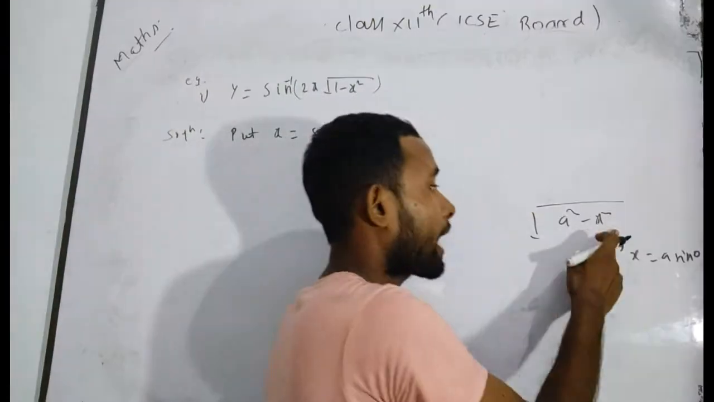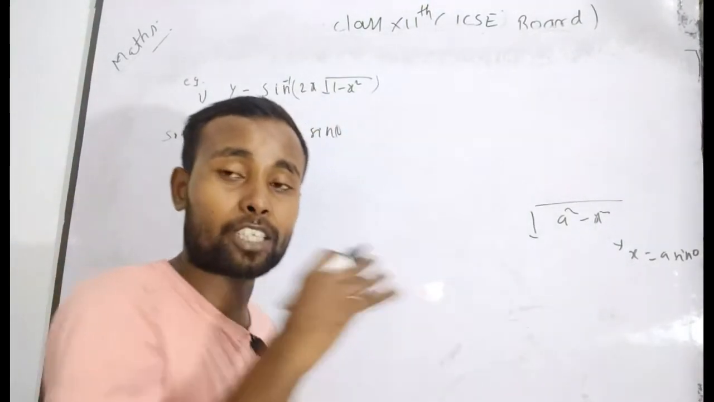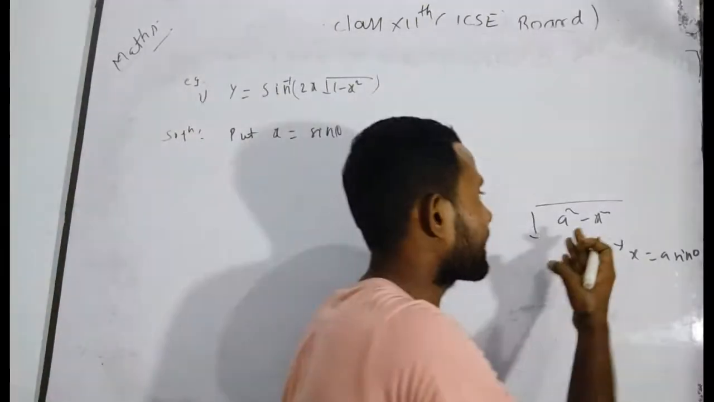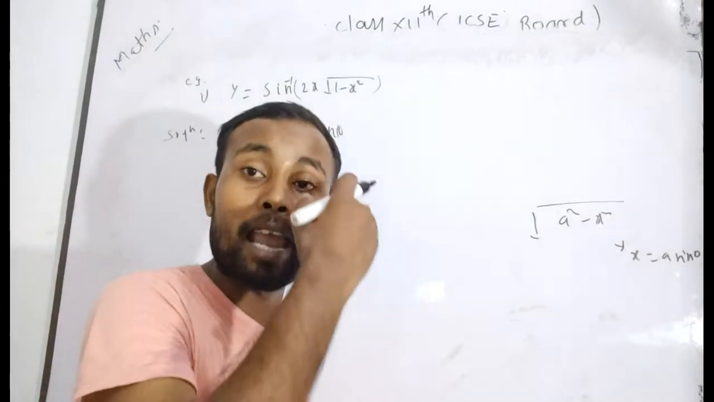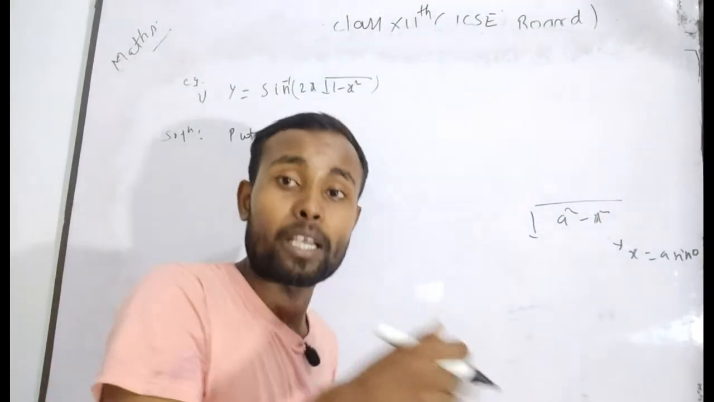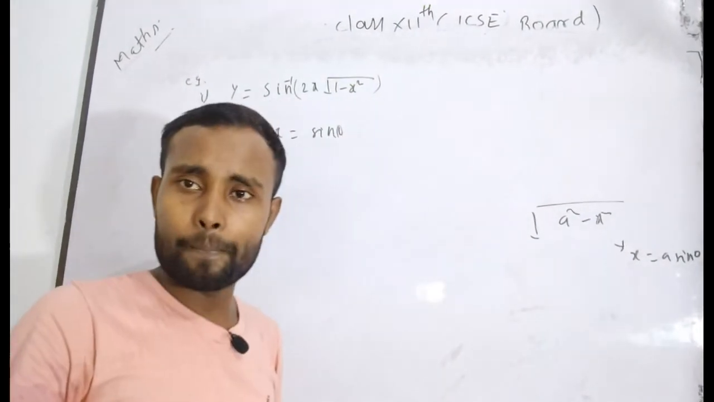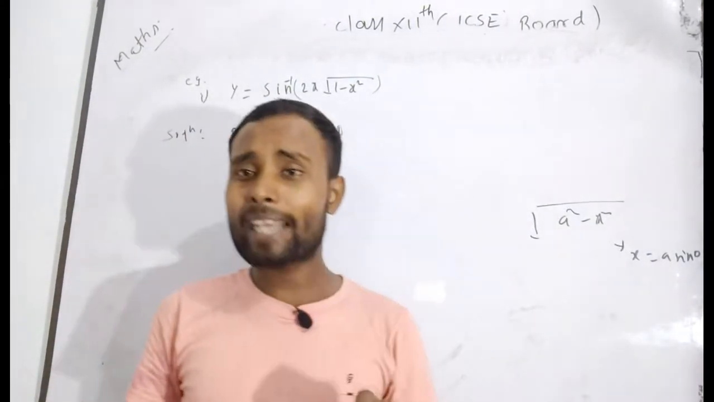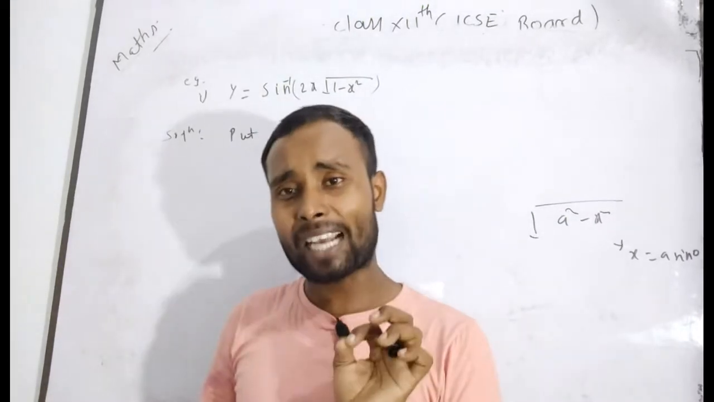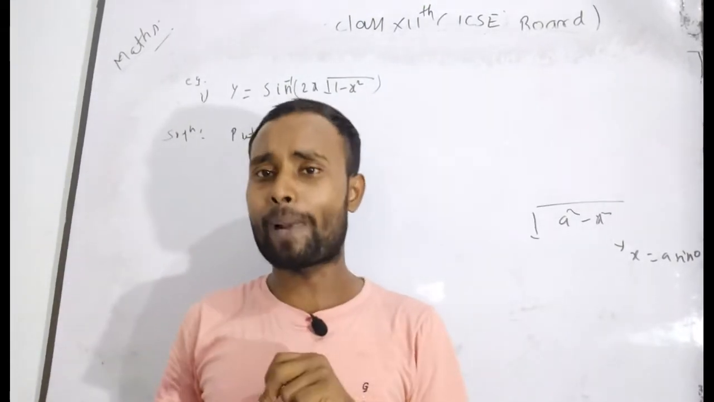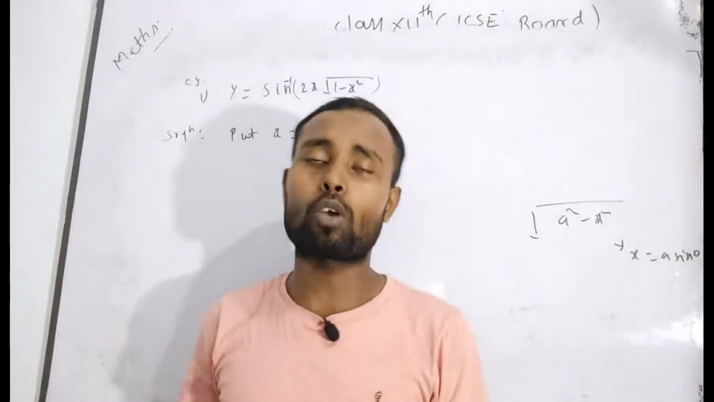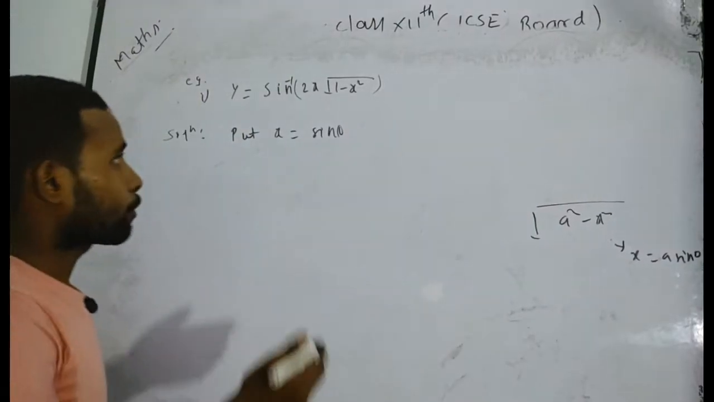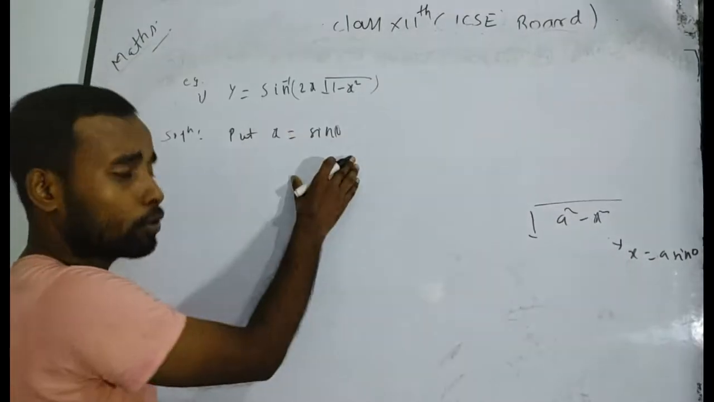If there is given x square minus a square, then you have to put x is equal to a sec theta. If you face under root a square plus x square, then you have to put x is equal to a tan theta. If you see a plus x divided by a minus x or a minus x divided by a plus x, then you have to put x is equal to a sin theta or a cos theta. This is the usual way. Now I want to again proceed. Put here x is equal to sin theta.